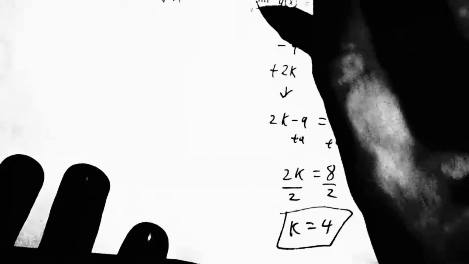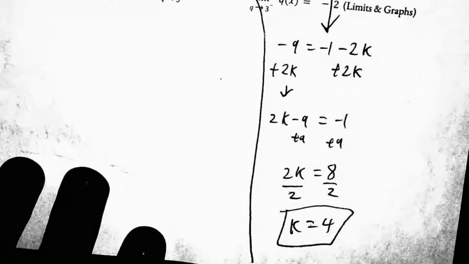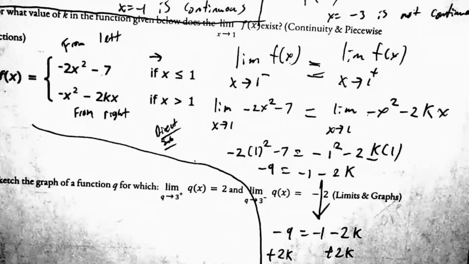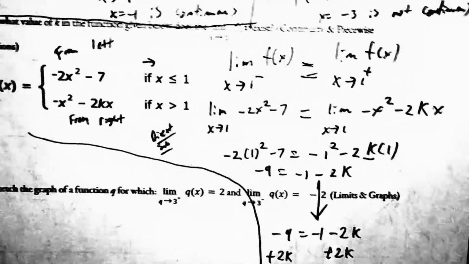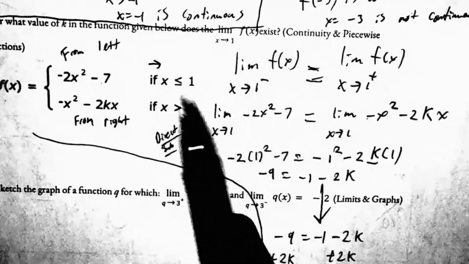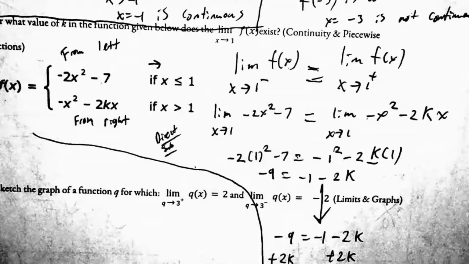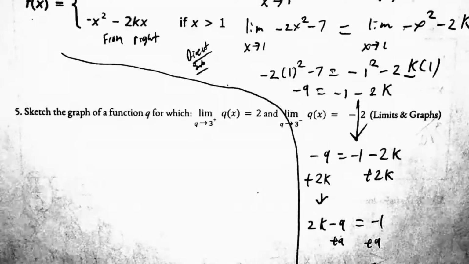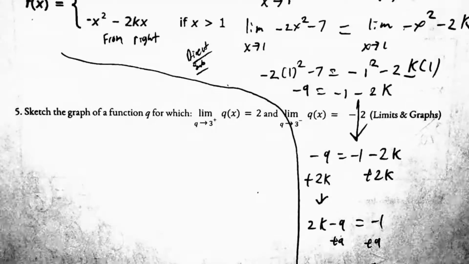So this is all one problem. Again, if that was confusing, rewind and watch from the beginning. We set the limit equal from left and right. That's from the definition of limit. Okay, I'm moving on.